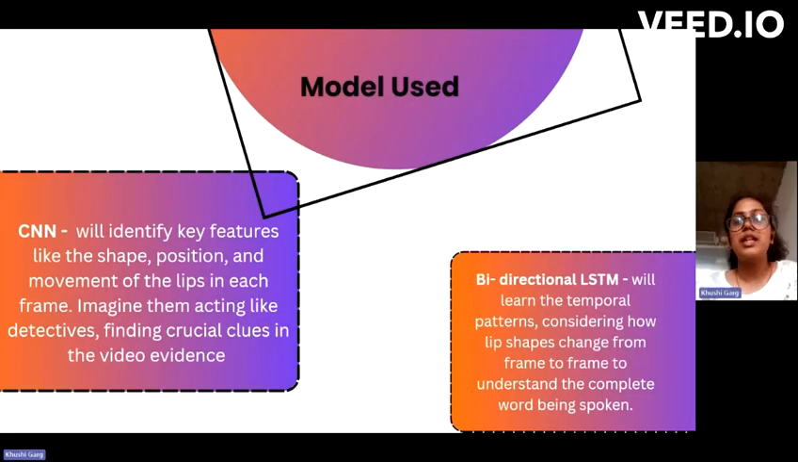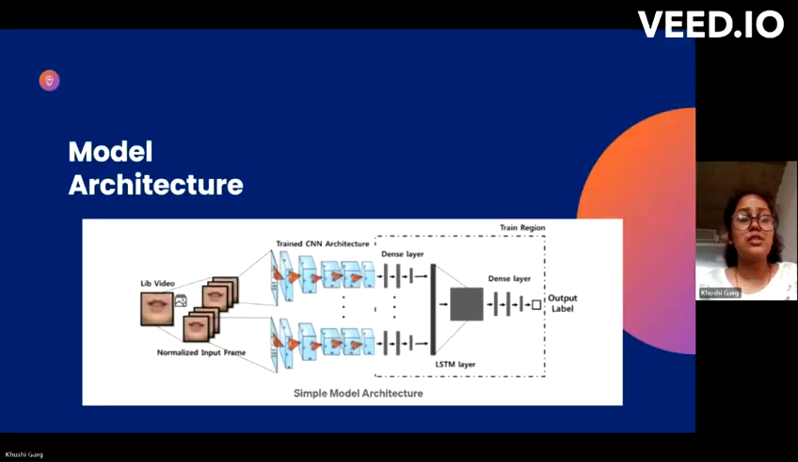The model uses the CNN and bidirectional LSTM. The CNN will be identifying key features like the shape, position, and movement of the lips in each frame. The bidirectional LSTM will learn the temporal patterns, considering how the lips change from frame to frame, to understand the sequences in the sentence. This is the model architecture of our project.